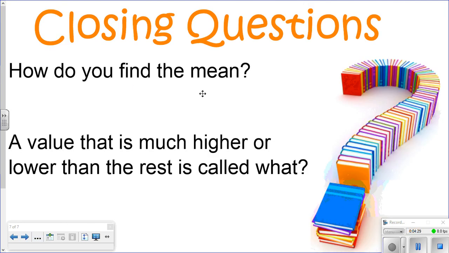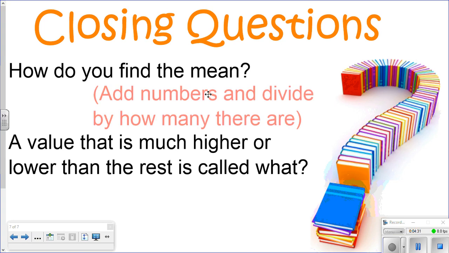So how do you find the mean? You add up the numbers and divide by how many there are. A value that is much higher or lower than the rest is called an outlier.